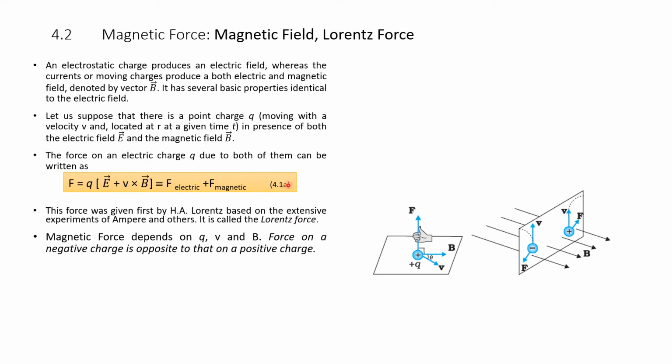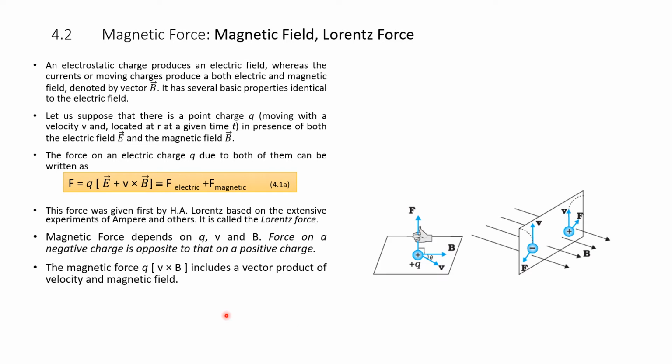If we analyze this equation, we will know that the magnetic force F depends on q, that is the charge, velocity V and magnetic field B. So, F is a function of charge, electric field, velocity and magnetic field. On a negative charge, the force is opposite to that on a positive charge. When q is positive, F is in this direction. When the charge is negative, the force is in the opposite direction.